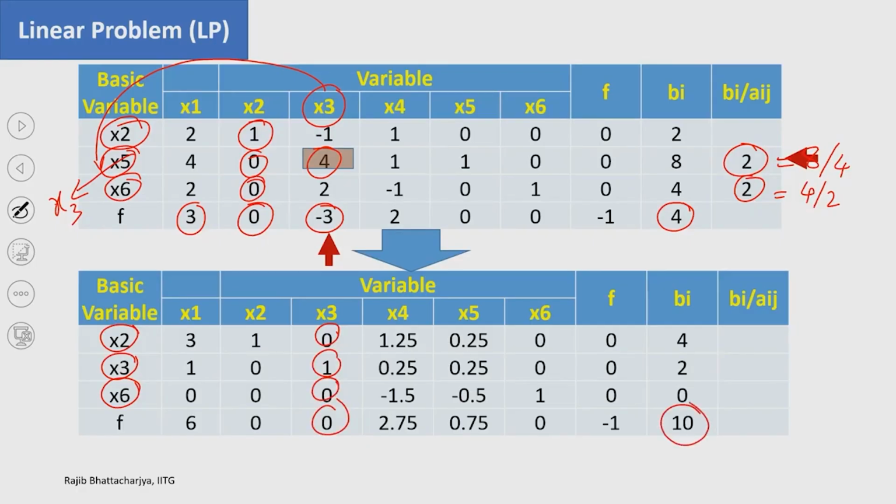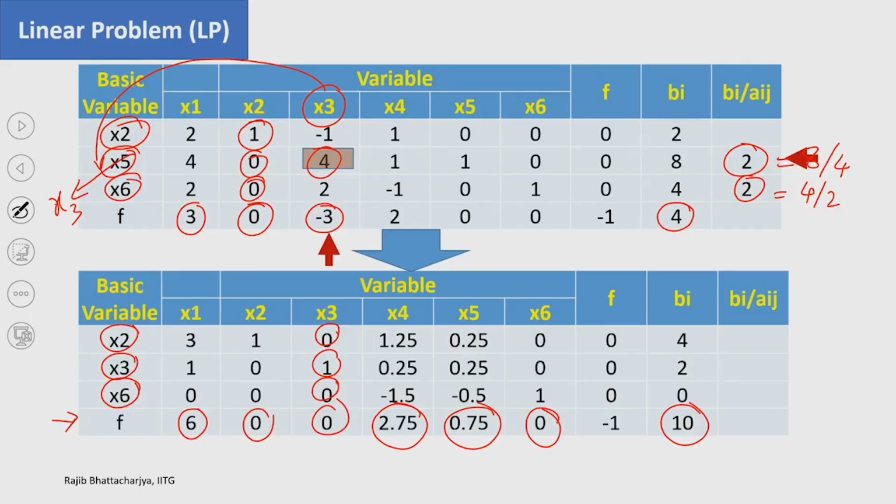Solution you are getting -10. Okay. So, now if you look at the last row, that is the objective function row. You can see the coefficient of x1 is positive, x2 is 0, x3 is 0, x4 is 2.75, x5 is 0.75, and x6 is equal to 0. That means there is no negative coefficient. So, therefore, you will not get any improved solution.